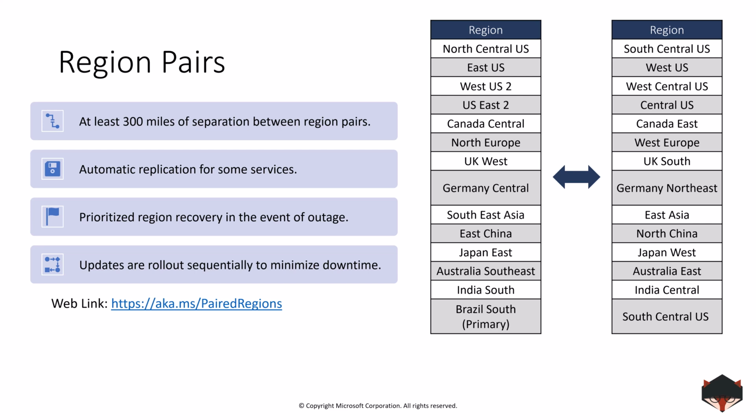Additional advantages of regional pairs: If an extensive Azure outage occurs, one region out of every pair is prioritized to make sure at least one is restored as quickly as possible for applications hosted in that regional pair. Planned Azure updates are rolled out to paired regions one region at a time to minimize downtime and the risk of application outages. Data continues to reside within the same geography as its pair, except for Brazil South, for tax and law enforcement jurisdiction purposes.